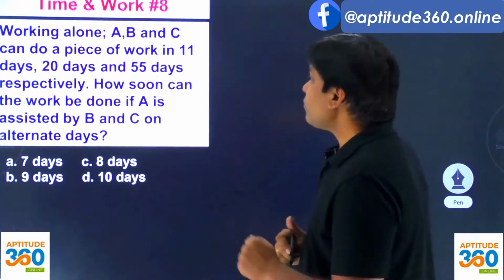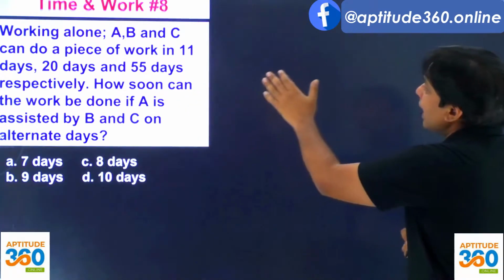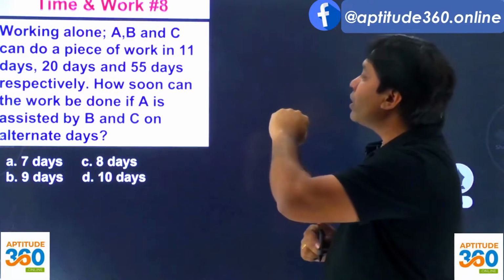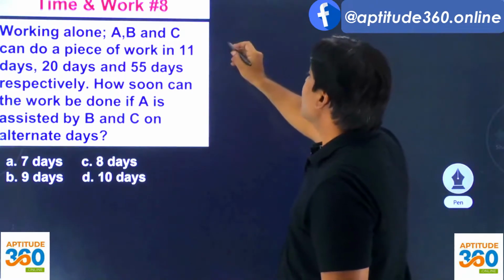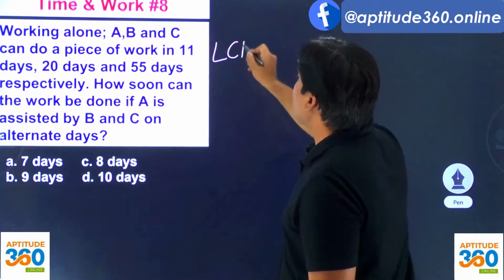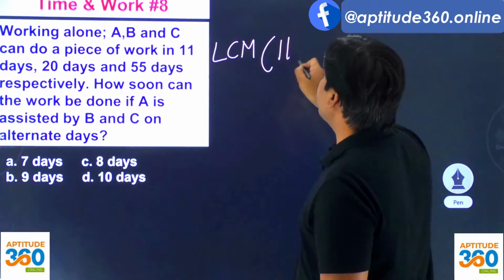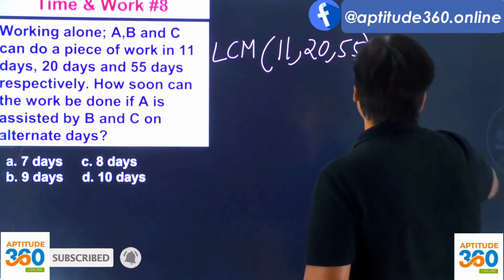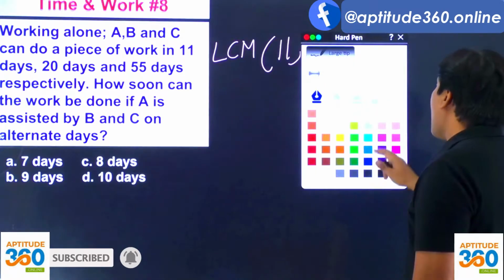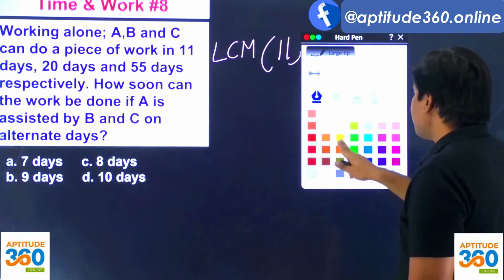Now, working alone, A, B and C can do a piece of work in 11 days, 20 days and 55 days. So what is that we should be doing? We should take LCM of 11 and then 20 and then 55. It's pretty simple for you to find out without picking up the pen. What is going to be the LCM?